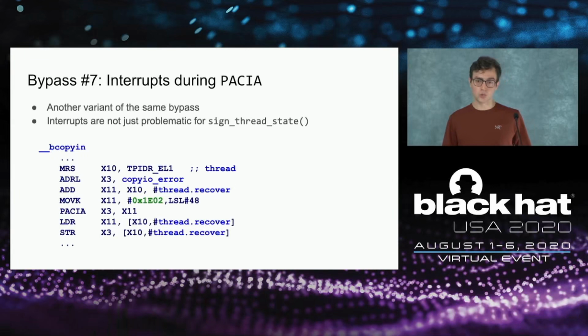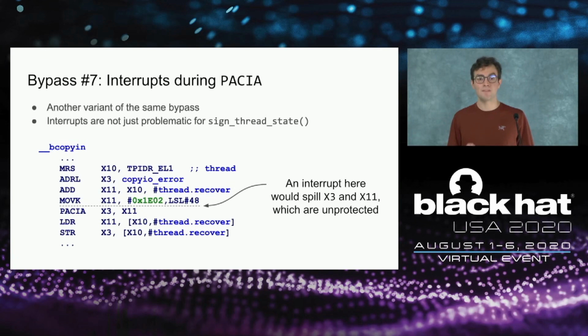And so this let me search for other patterns of a variant of this same bypass. Here you can see an example in this function bcopyin, where we have an unsafe PAC-IA operating on registers X3 and X11. I'm not going to go into this one in detail, but it's fundamentally the same bypass as before, just with a raw PAC-IA instruction rather than this thread set state.